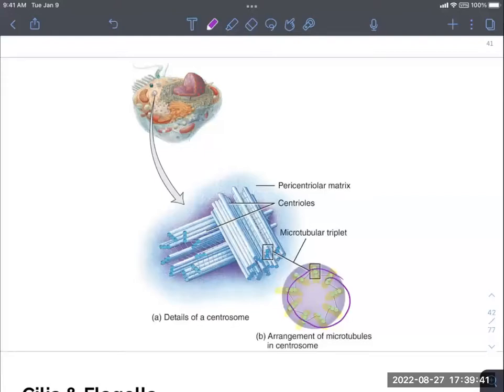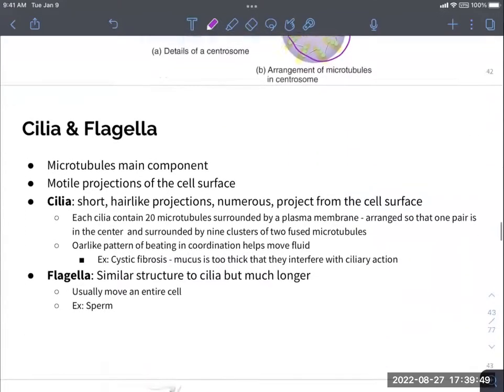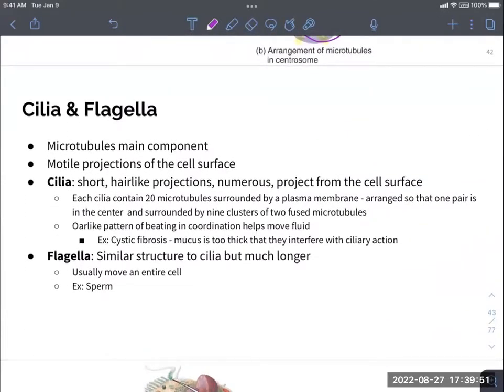And they're arranged in that centrosome, and they come out of and help protect that nucleus. Now let's look at cilia and flagella. Those are made of microtubules, the main component of them.